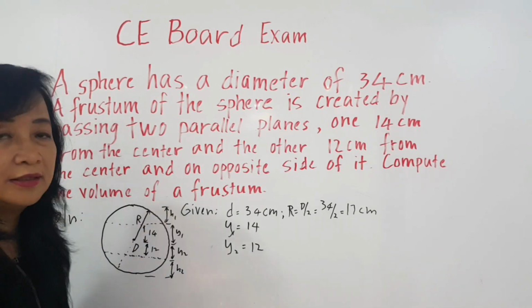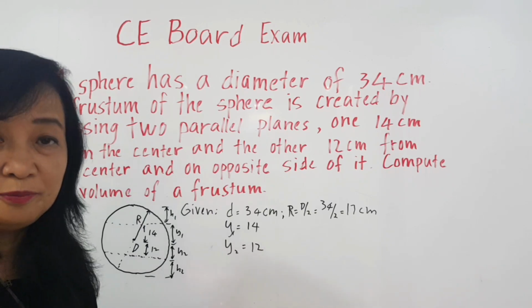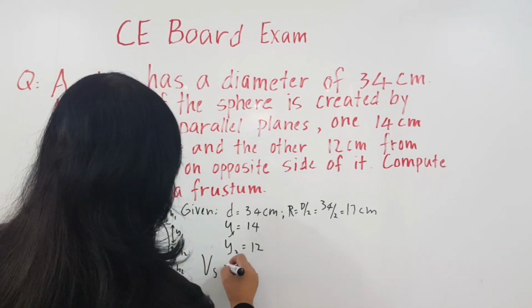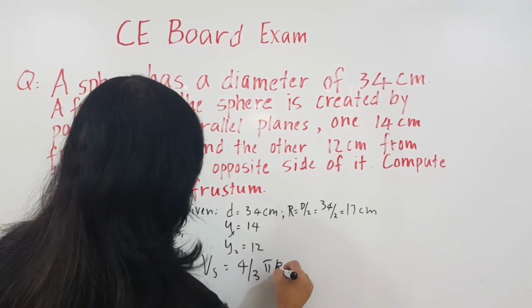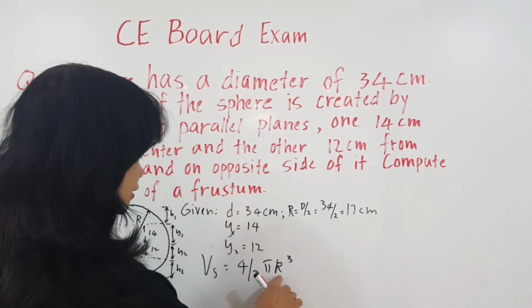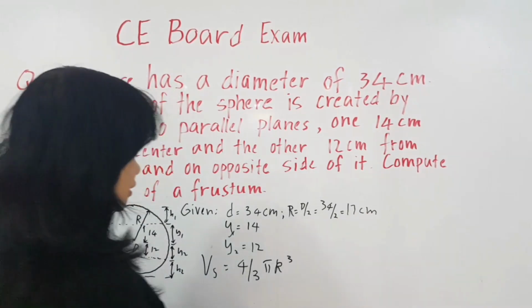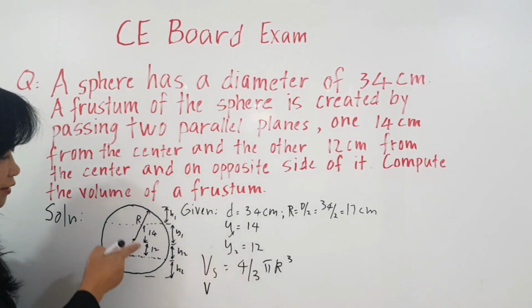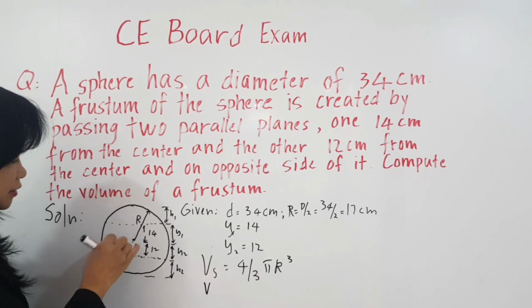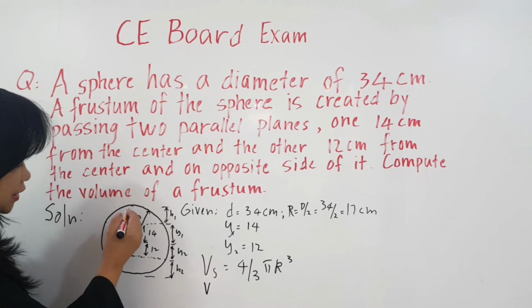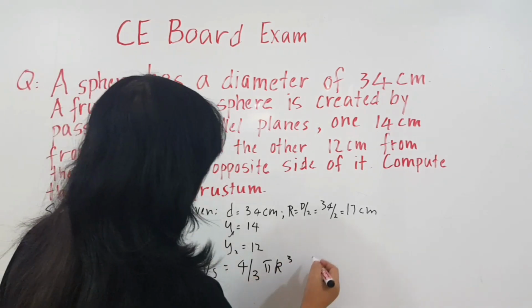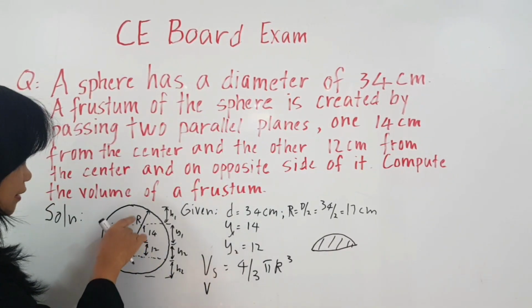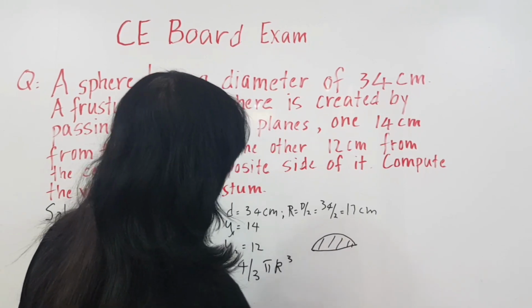So to solve the frustum of a sphere, we need two formulas. The formula of the volume of the whole sphere, which is equal to 4/3 pi r cubed, where pi is always 3.14 and r is the radius of the sphere, which is equal to 17 centimeter cubed. And the other formula is the formula of a spherical cup. This is the one here from the plane to here. This area, we call it the spherical cup. It's like this. This is the spherical cup from the plane to this edge. So this is the spherical cup.